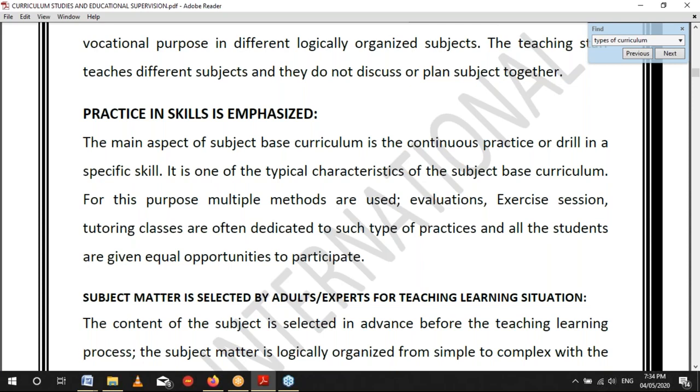Criticisms on subject curriculum. There are people that criticize subject curriculum, so let's look at what they criticize. One, it is criticized that it is compartmentalized and fragmentary.